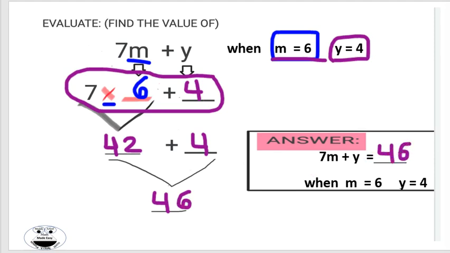Now, there are many types of expressions that you might have. You might have division, subtraction, exponents as well.